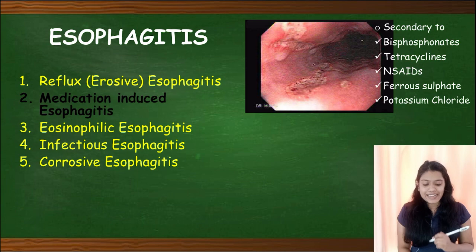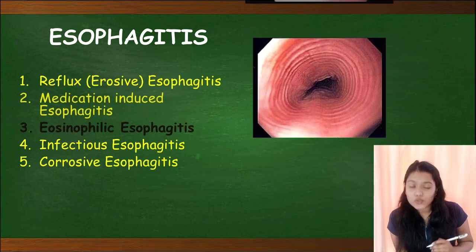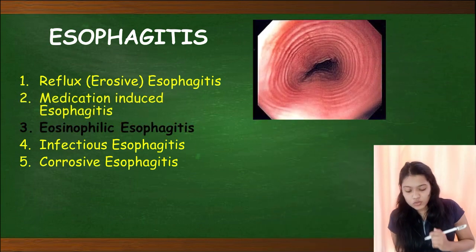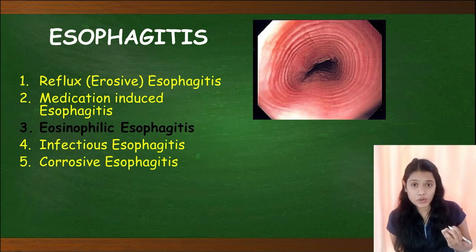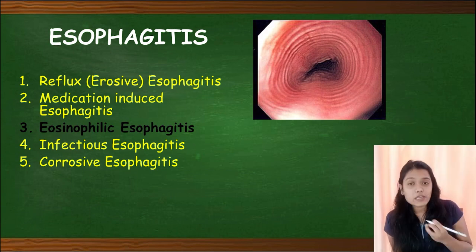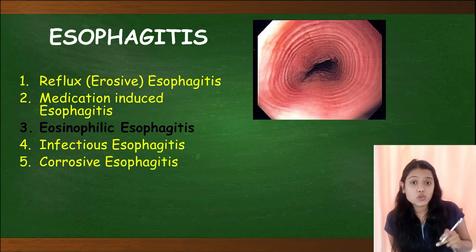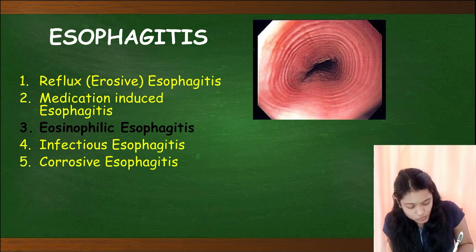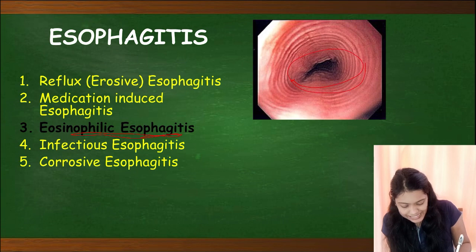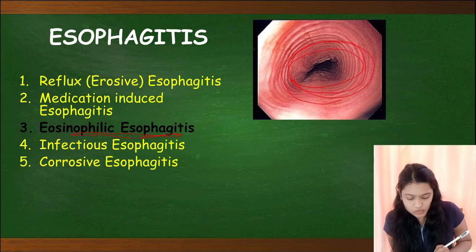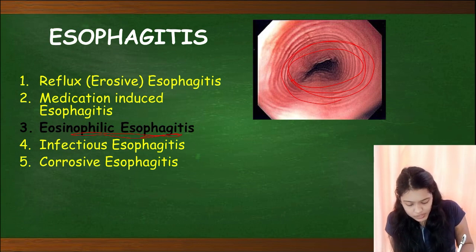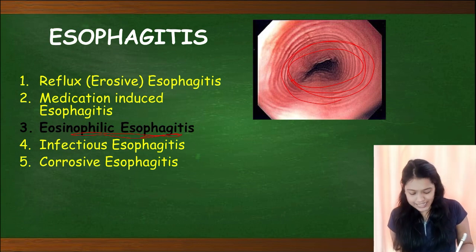Now, the next one is eosinophilic esophagitis. This is a chronic esophagitis and it is immune mediated. Immune mediated, why? Because eosinophils predominate in this. In eosinophilic esophagitis, esophageal rings and linear furrows are seen on endoscopy. And it is associated with atopic disorders like asthma.